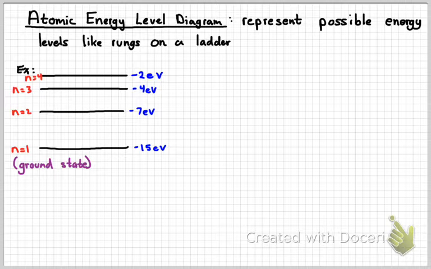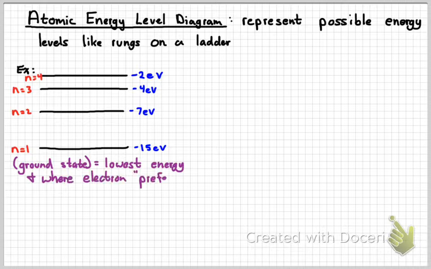The bottom level is typically referred to as the ground state. The ground state represents the lowest possible energy that an electron could have, and that's where it prefers to be. Nature prefers low energy states over high energy states. We also can number that by the principal quantum number, n equals 1. The next highest would be n equals 2, then n equals 3, and n equals 4, and so forth. You could have a lot more in a given atom. This is just an example.